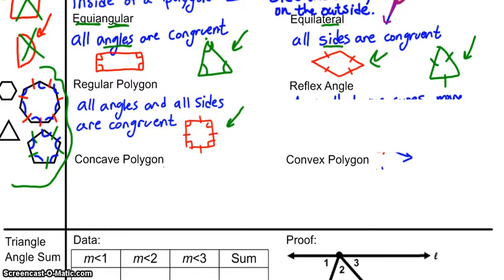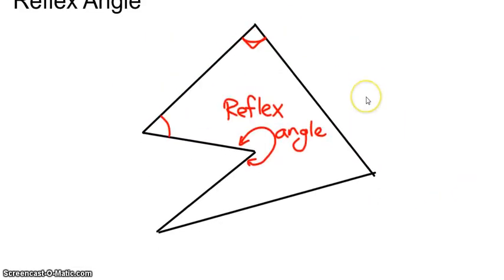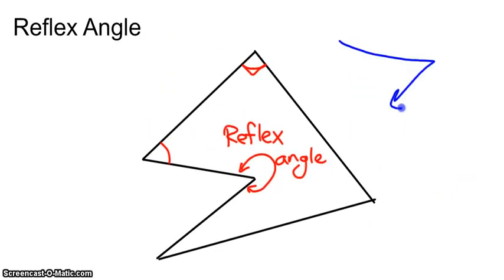A couple more before we finish this page. A reflex angle. Now, we've learned about this before. You might be familiar with it. A reflex angle is an angle that is more than 180 degrees. So it's kind of like this outside part of the angle there. Okay? And so in a polygon, if we're talking about this interior angle here, we would say it's a reflex angle because it's going past 180 degrees. It's going way past it to be a reflex angle.